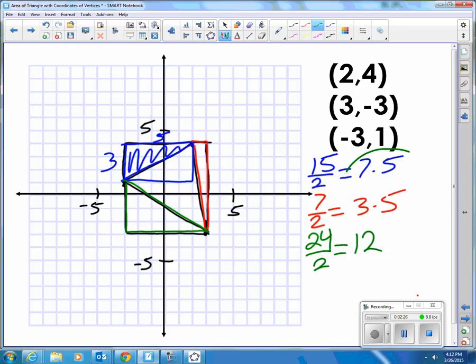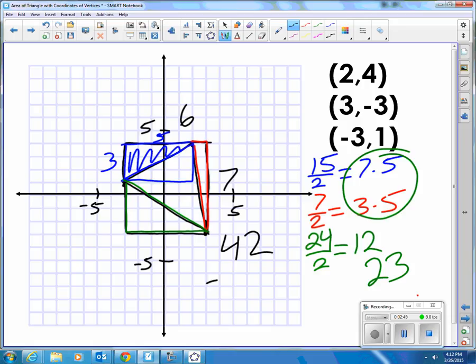So here we have 11 and 12, 23. The area of the entire rectangle is 6 by 7, so the area of the entire rectangle would be 42 square feet or square centimeters or whatever those units will be. We'll subtract our 23, and those are the pieces of the triangles, and that gives us 19.